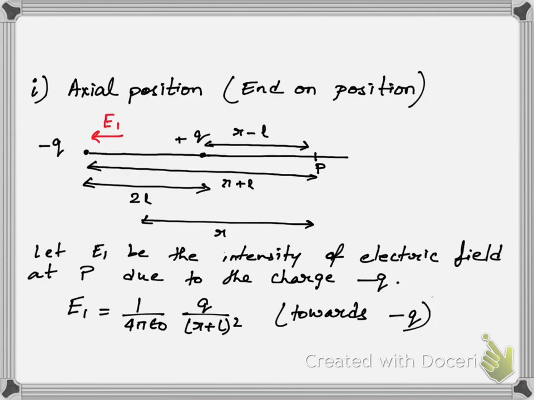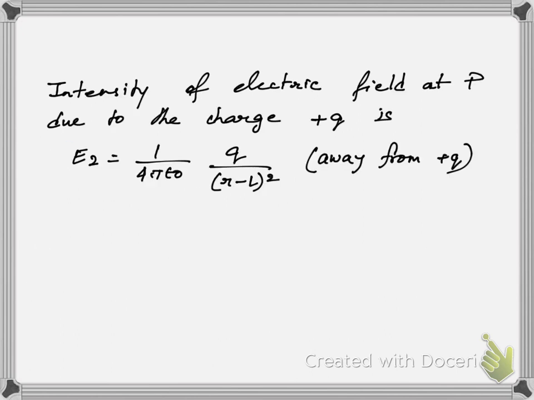So in the diagram I shall be marking E2 away from the positive charge. Now at the point P we have two different electric fields that are acting in opposite direction, and we know that when two vectors act in opposite direction, the magnitude of the resultant vector will simply be the difference between the two magnitudes.